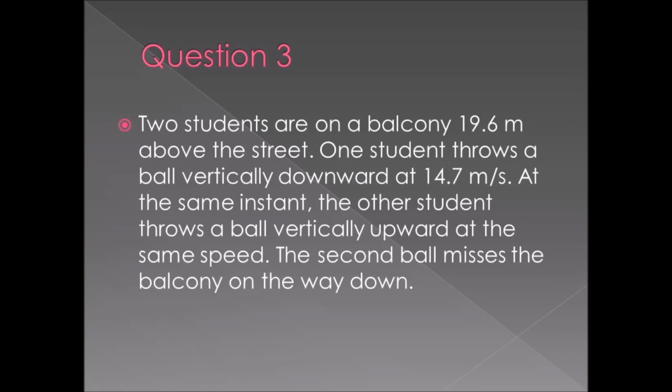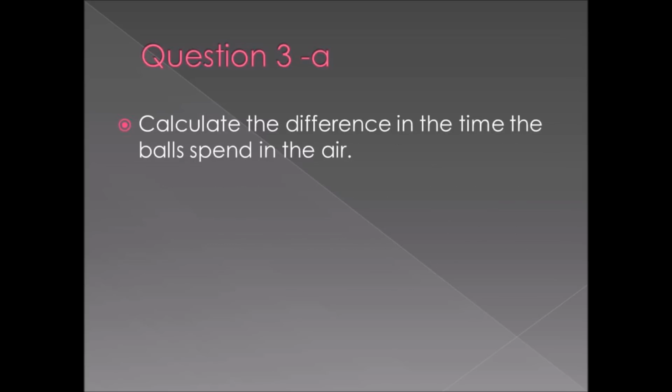Question 3. 2 students are on a balcony 19.6 meters above the street. One student throws a ball vertically downward at 14.7 meters per second. At the same instant, the other student throws a ball vertically upward at the same speed. The second ball misses the balcony on the way down. Calculate the difference in the time the ball spent in the air.